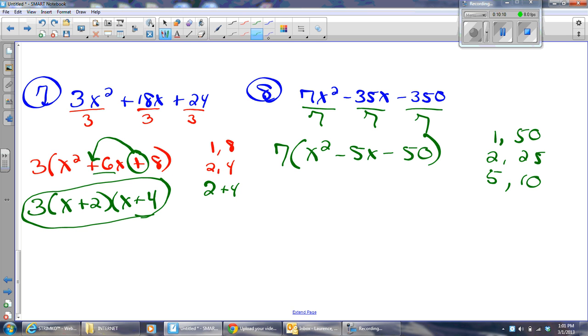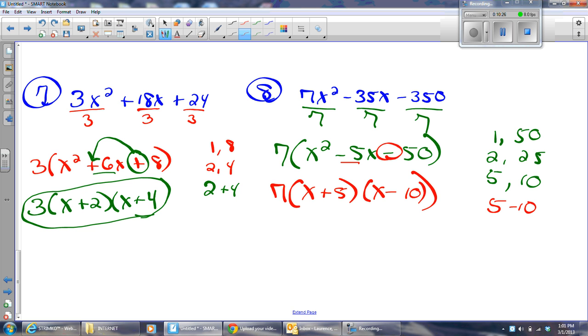The 50 is negative, so I need two factors of 50 that subtract to get negative 5. 5 minus 10. So my answer is 7 times the quantity x plus 5 and x minus 10, and I am done.